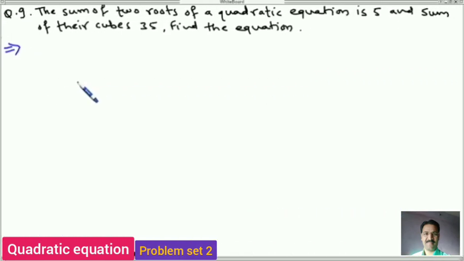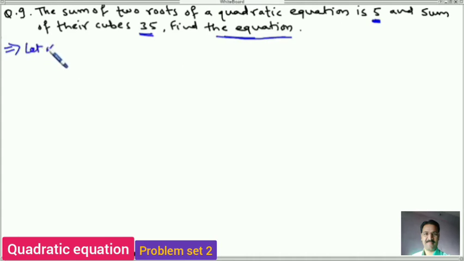Okay? See friends, in the ninth sum, the sum of two roots of a quadratic equation is 5. Sum of two roots means what? Alpha plus beta is 5. And the sum of their cubes is given to us, which is 35. Okay? Means we are going to find the quadratic equation. This is one of the very important sums. Okay friends? This is really very, very important. We'll find it first. So, how to solve?